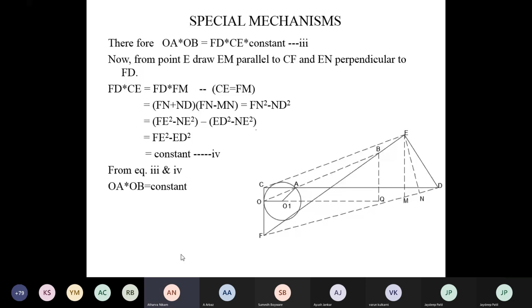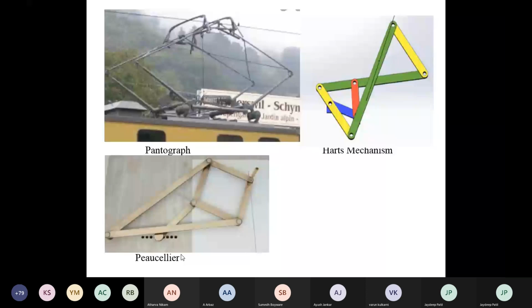Now, this is the actual mechanism. Here is the application of that mechanism. Now, here is the pantograph. Now, tell me the application of this pantograph. All of you know this. Tell me the image.